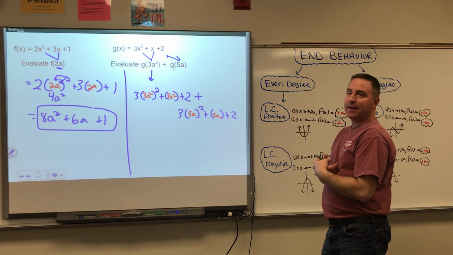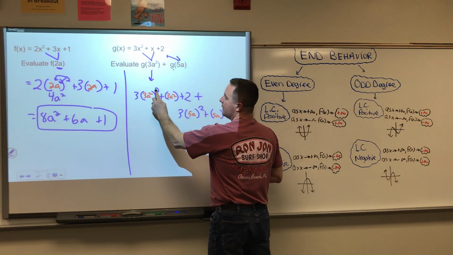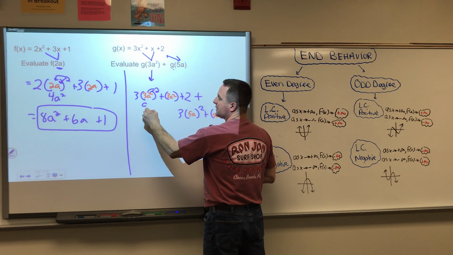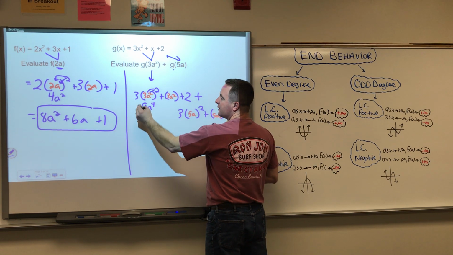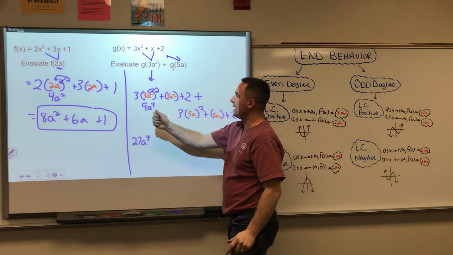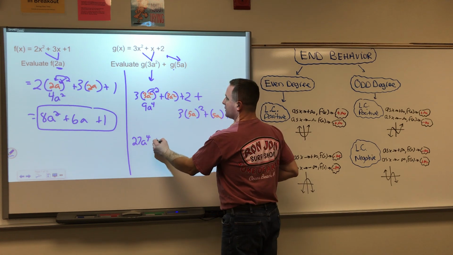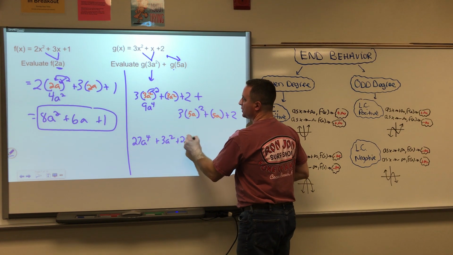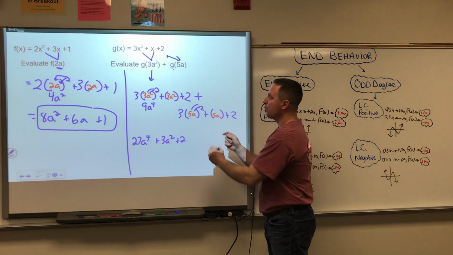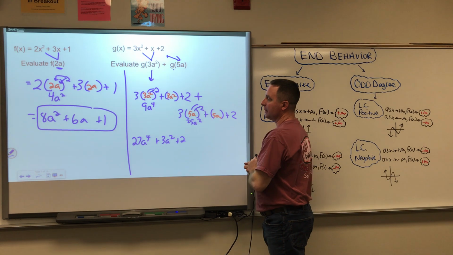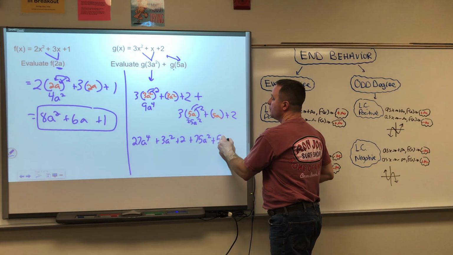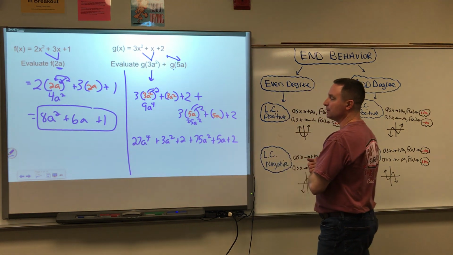Okay? And now if I evaluate all the little pieces here, again, I have to square each of those. 3 squared is 9. This is 9a to the 4th. Times 3, I get 27a to the 4th when I do 9 times 3. Okay, this is just 3a squared plus 2. If I square this part, 5 squared is 25a squared. Times 3 is 75a squared plus 5a plus 2.